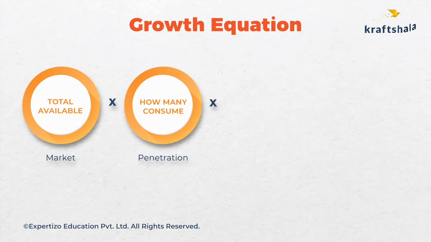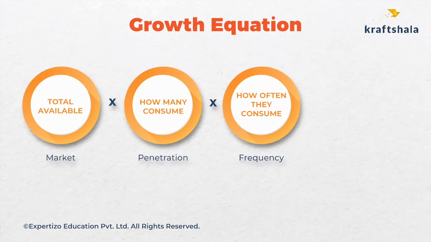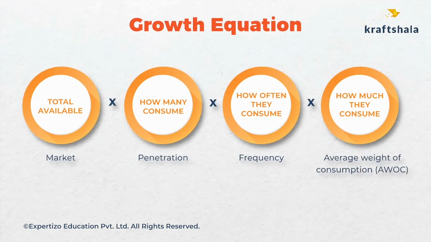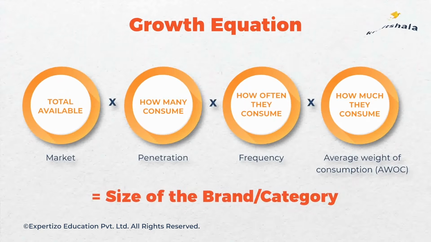You multiply that by the frequency with which they consume your brand, how often they consume your brand, and that's called frequency of consumption. And then you multiply that by how much they consume in a given occasion, and that's called average weight of consumption. Now you multiply all of these things, you get the size of the brand, or if you're using category penetration, you get the size of the category.